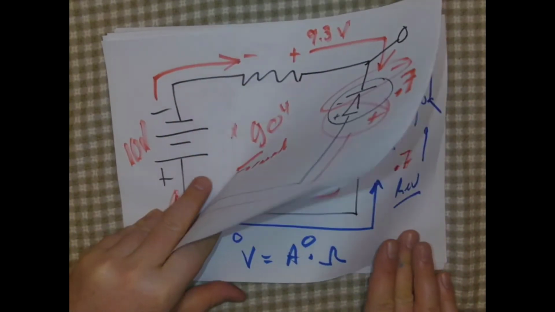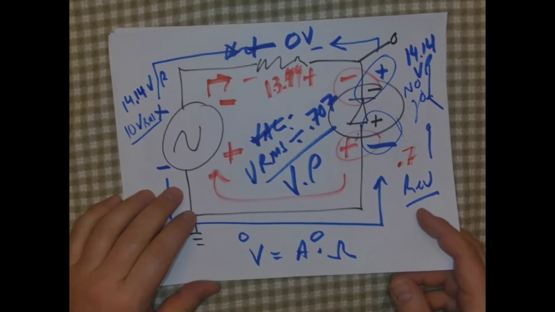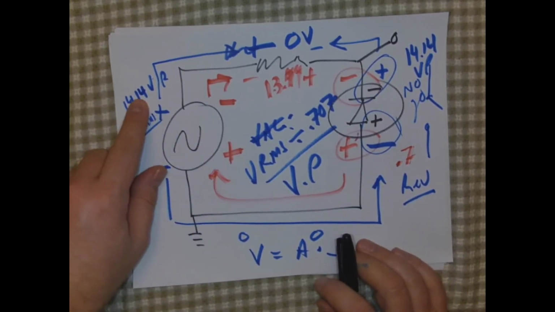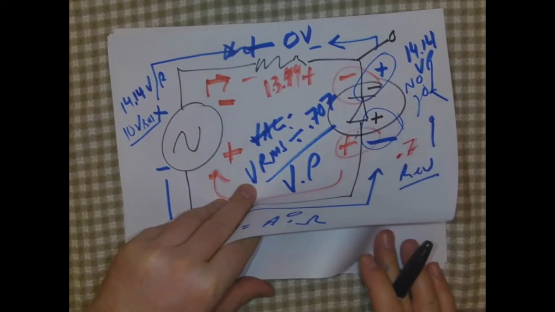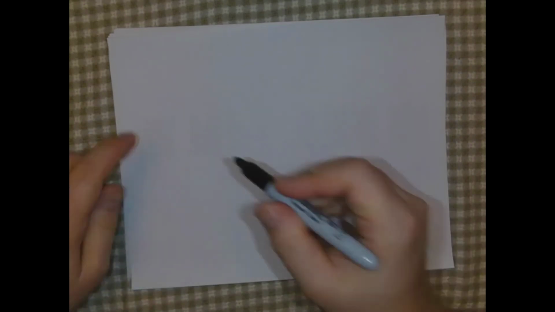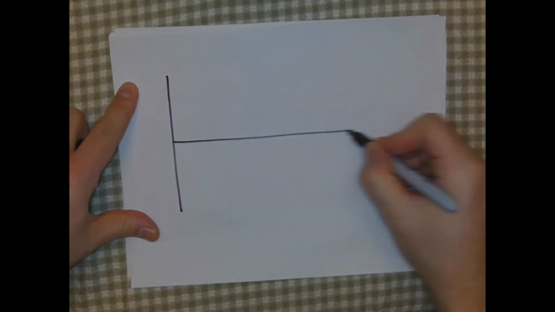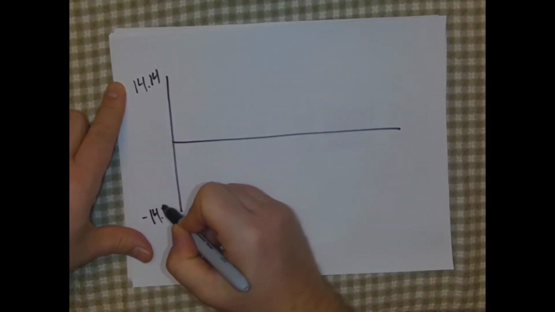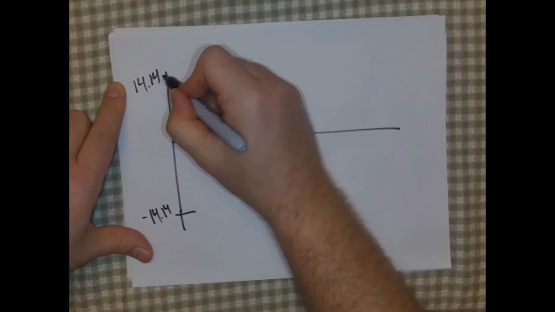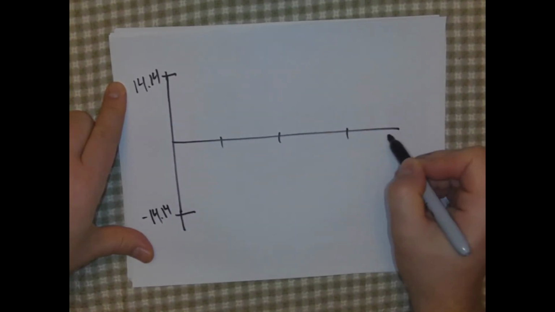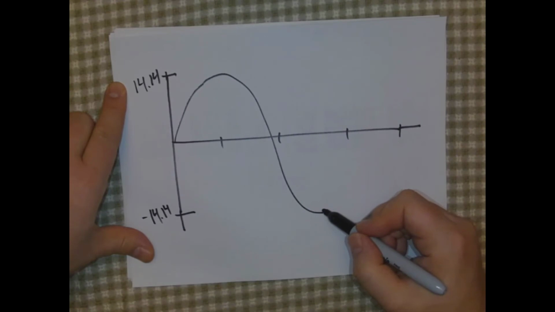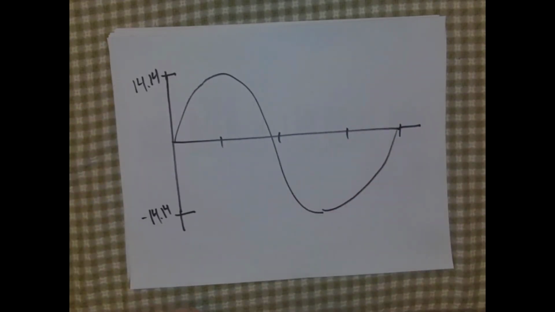What does my graph look like? All right. So I know my limits now. I've converted to peak on my AC. I have 14.14, and I have negative 0.7. Alright? So if I take and I graph this thing, okay, 14.14, negative 14.14, I'm going to go 90, 180, 270, 360. So there's what I kind of look like.